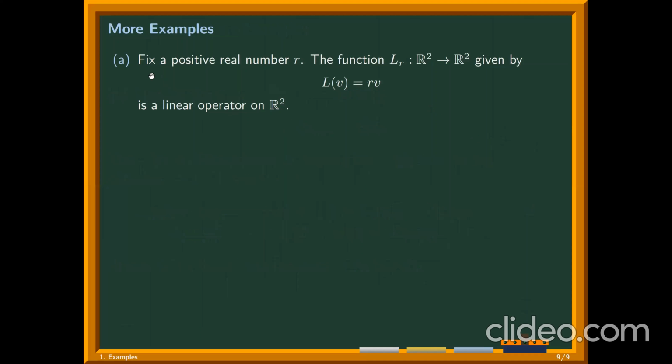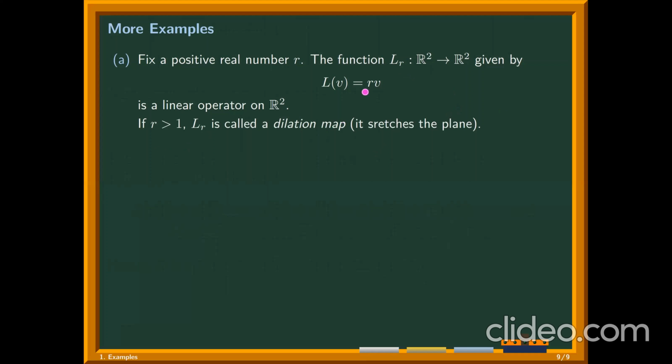Here are other examples. For a fixed positive real number R, a function from R2 to R2 given by L of V equals RV is a linear operator on R2. This function L acts as scalar multiplication of a vector V by the fixed real number R. I leave as an exercise to show that this is a linear transformation from R2 into R2, or a linear operator on R2.